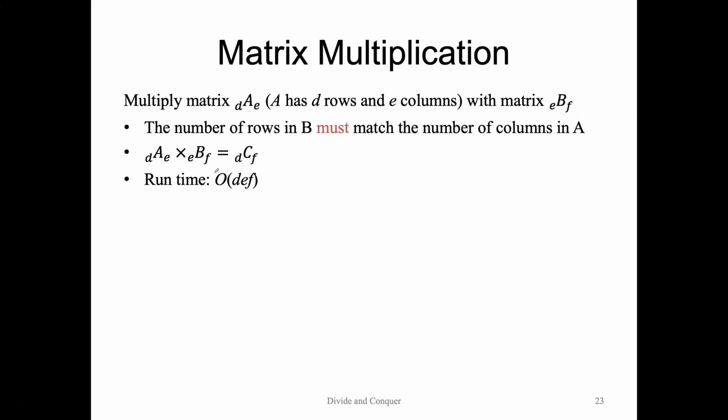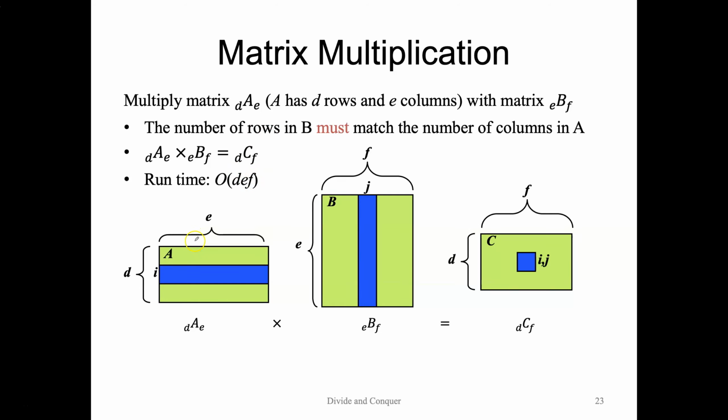Now our runtime, if we wanted to compute this just straightforwardly using the definition of how we would multiply matrices together, is the product of the rows and columns of A and B. Why that's the case, maybe if it's been too long since the last time you did linear algebra, just a quick refresher here. Here's our matrix A, a D by E matrix, meaning it has D rows and E columns, and B, which is an E by F matrix, and our resulting matrix C, which is a D by F matrix.